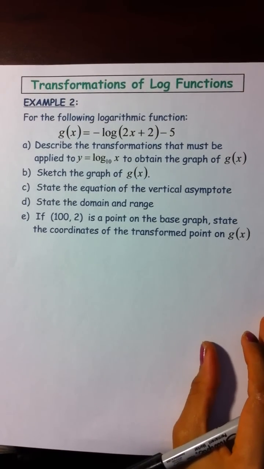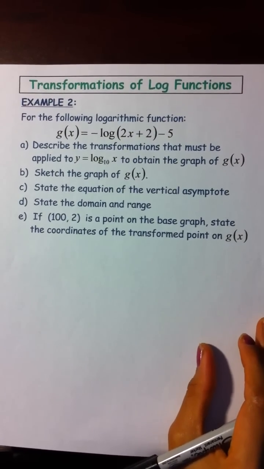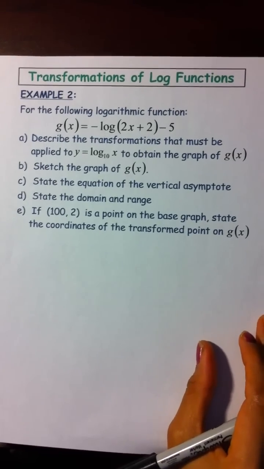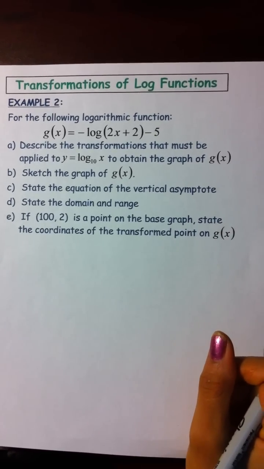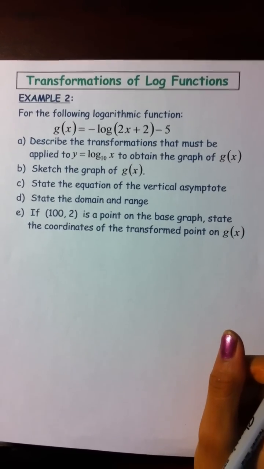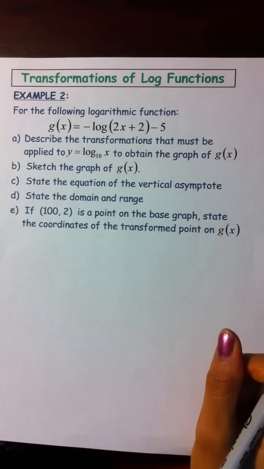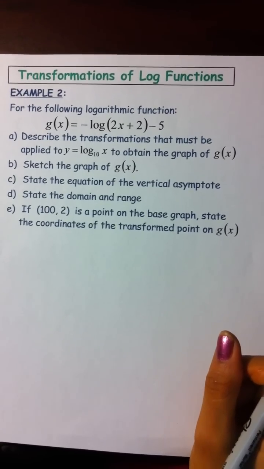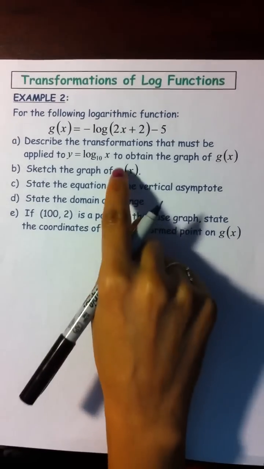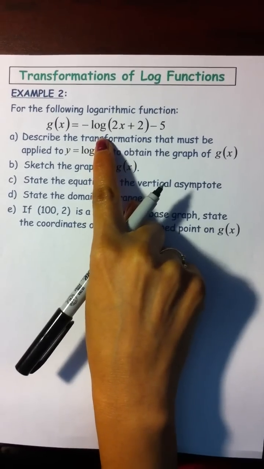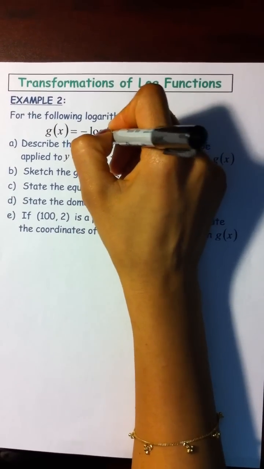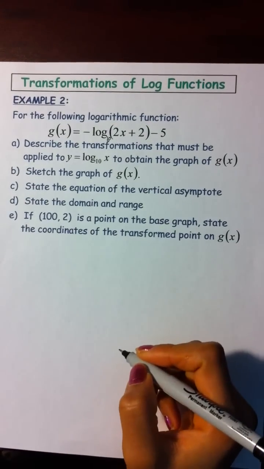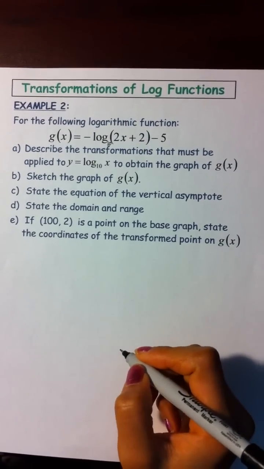Okay, so now we're going to go ahead and do example 2, essentially doing the exact same thing as example 1. So this is to reinforce the concept we've just learned. The function here that we're dealing with is g of x equals negative log of 2x plus 2, minus 5. Just so you know, when there's just a log by itself without the base specified, we have to assume that the base is 10, because that is our common base for logarithmic functions.